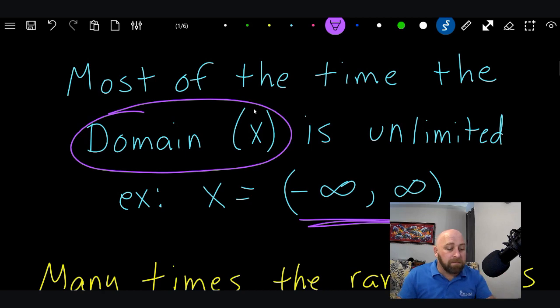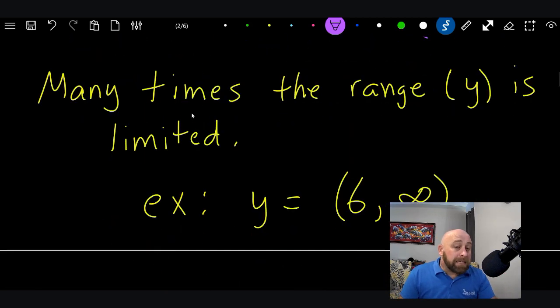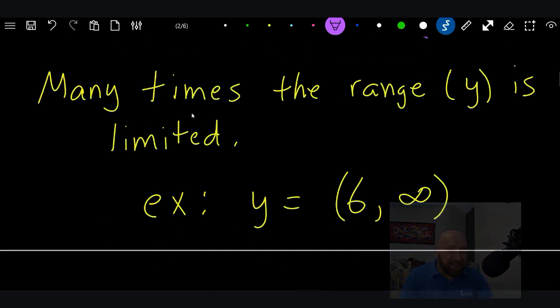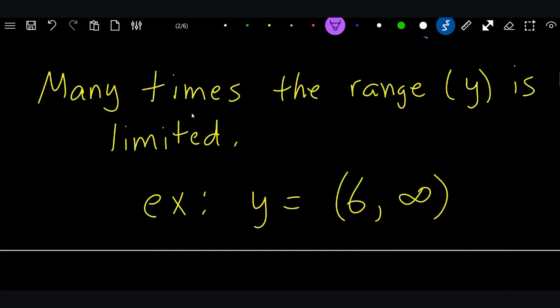Unlimited, okay? Now, I wish that I could say every time, that would be easier, but most times with the domain, and here many times with the range, or the range is the y, it is limited. There are limitations on it. Now, when you're dealing with linear functions, there's no limit on the range and no limit on the domain. Both of them are unlimited with linear equations.